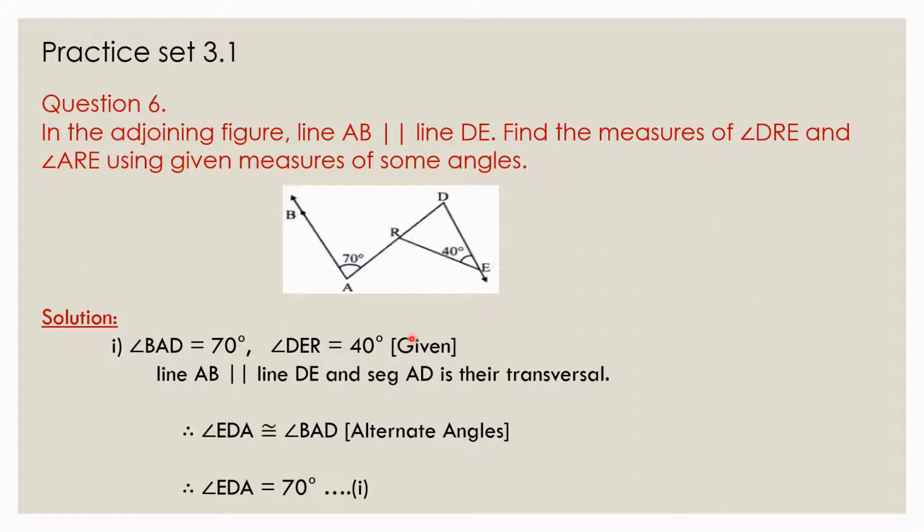And in this figure, line AB is parallel to line DE and line AD is the transversal. Then what about angle BAD and angle EDA? These angles are alternate angles. Therefore, angle EDA is congruent to angle BAD, as they are alternate angles. Therefore, angle EDA is equal to 70 degrees because angle BAD is 70 degrees, given. Therefore, angle EDA is equal to 70 degrees.